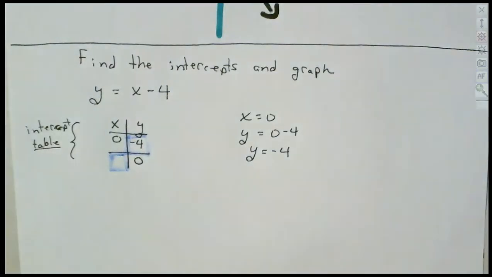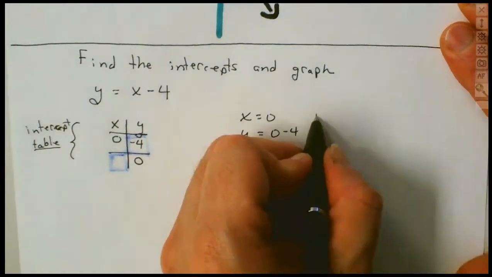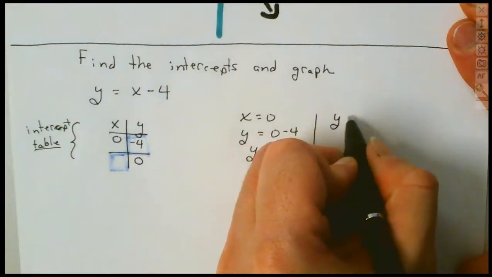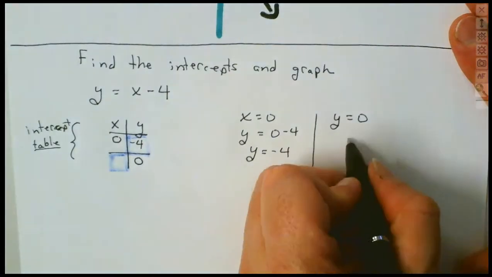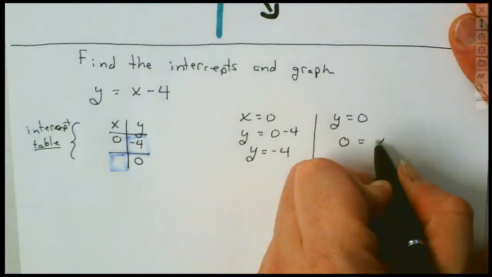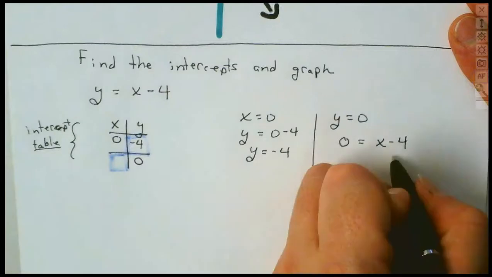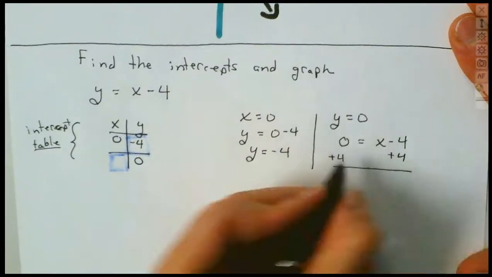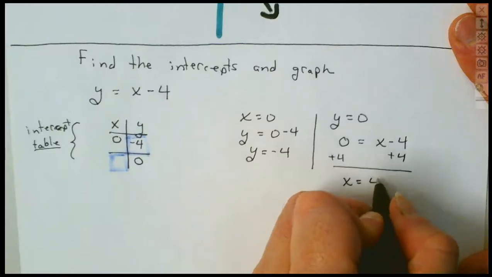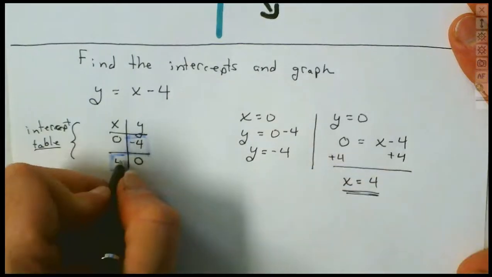So we plugged in 0 for x. It gave us a negative 4. What about the other one? We're going to plug in y equals 0. All right, and if I plug in y equals 0, then I get 0 equals x minus 4. I'm going to add 4. And rewriting, we have x equals 4.